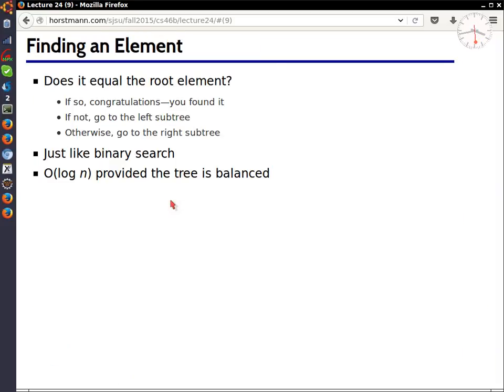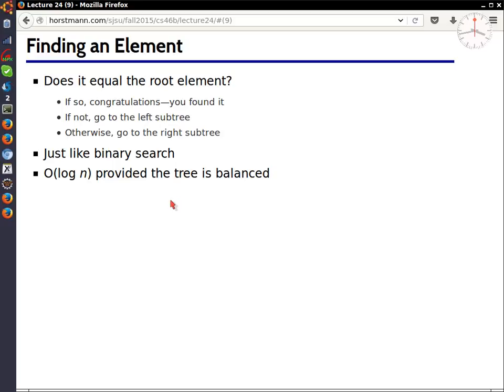Now, when are you done? If the tree is fully balanced, if it's always true that the left and the right-hand sides of every subtree have the same number of nodes, then in each step you cut the problem in half. So for a balanced tree with n nodes, finding an element is O of log n. And that's good, right? That is better than finding an element in an array.